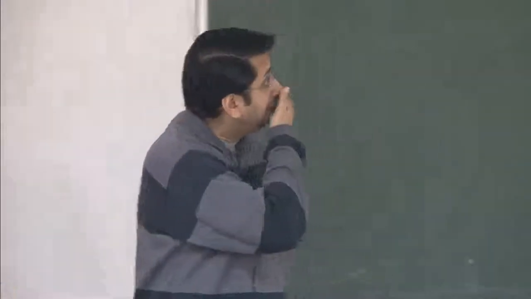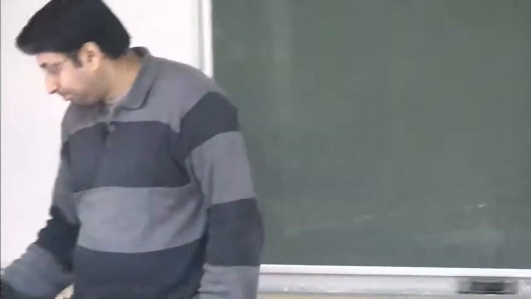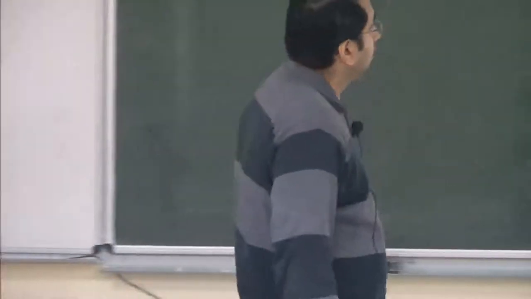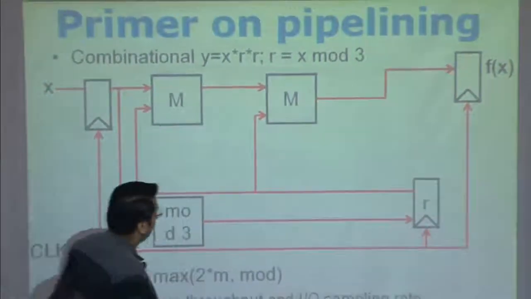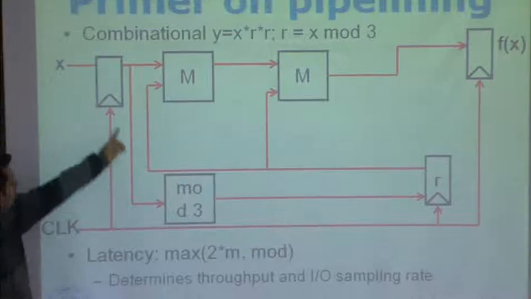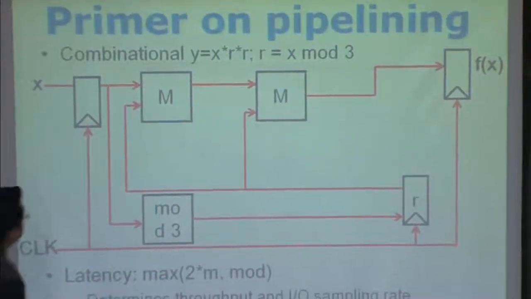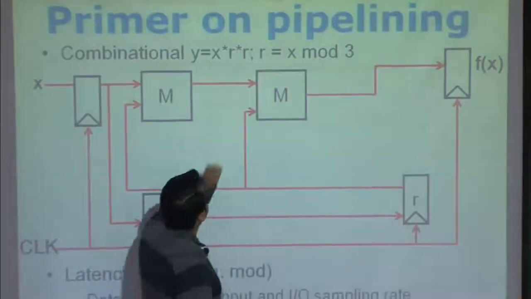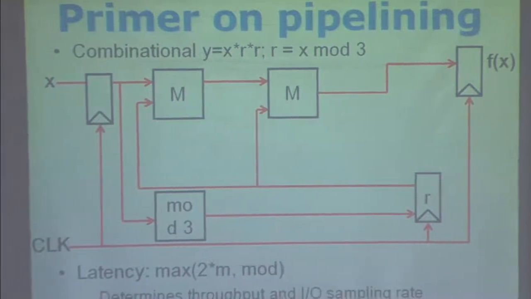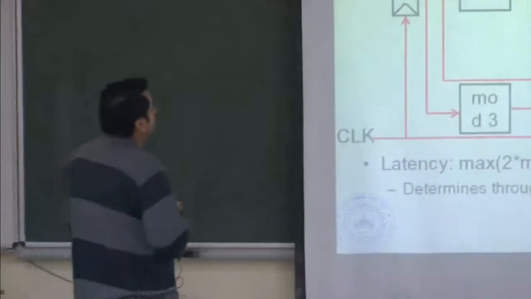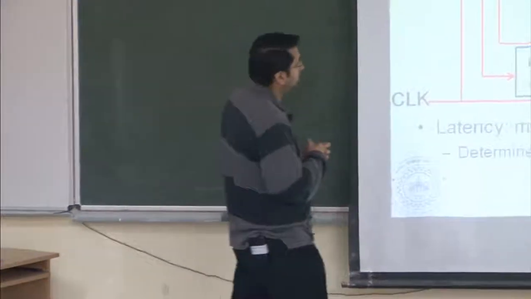A simpler case where we want to pipeline this function, where these two computations depend on a value of R, which is computed from X. So this was a particular computation we want to pipeline. As you can see, for a particular value of X, you still need the previous value of R. Okay, and then you update R. That's what is being done here.